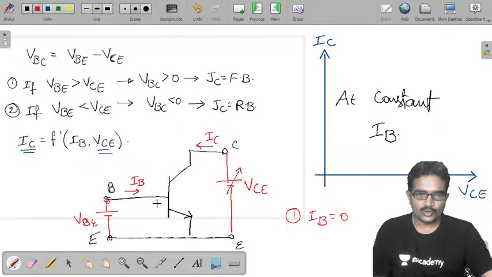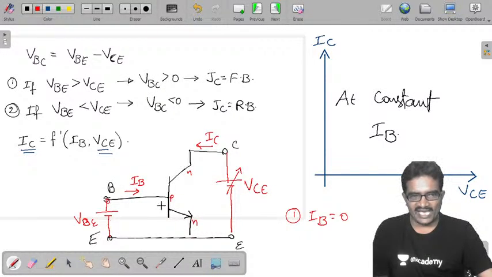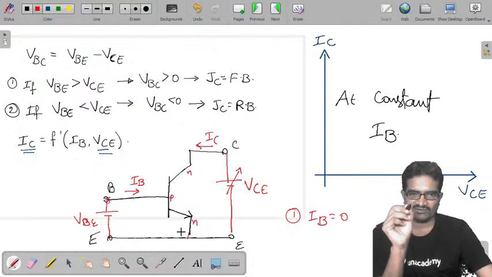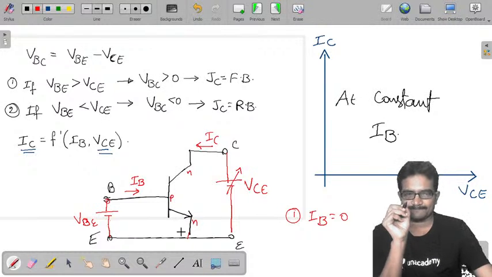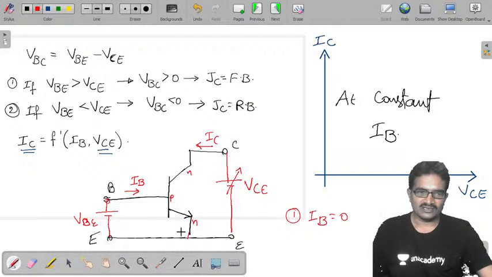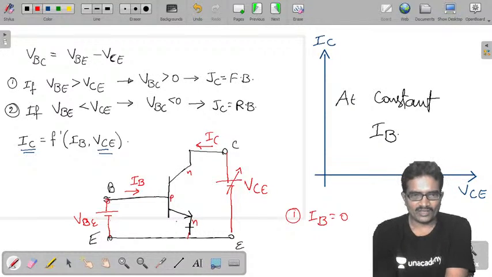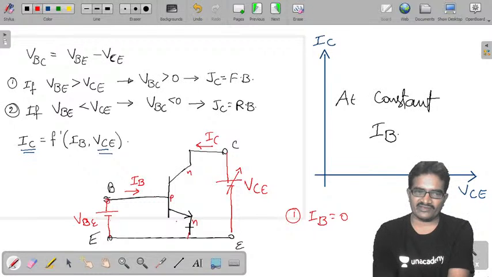Why? Because this is our NPN transistor. To make this base emitter junction off state, I'm not saying forward or reverse bias, off state, the potential between these two should be equal. To make this junction on state, the potential at the P terminal should be greater, minimum 0.7, compared to the potential at the N terminal. So by taking VBE equal to 0 also, you get IB 0.